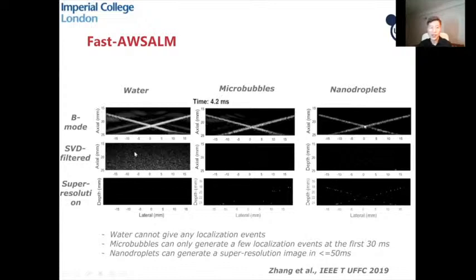Right, so you can see this is water, nothing is happening. For microbubbles, you see some signal and accumulation, then it stops because there is no bubble left in there. But when you have the nano droplets, when we turn them on and off, you see this kind of flashing signal, and then you detect and accumulate the localizations, and you can see even within 50 milliseconds, you generate already a pretty decent super resolution image.